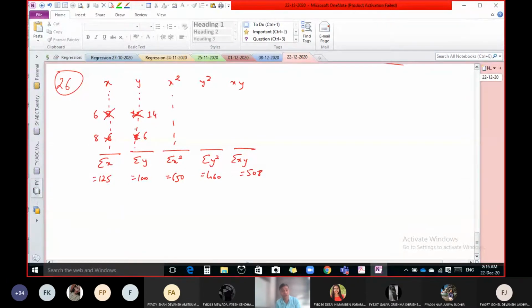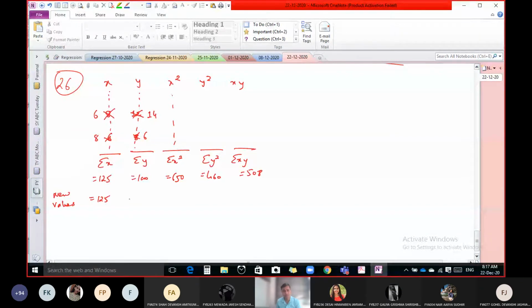So now we want to change all these values, sigma x, sigma y, sigma x square, all this. So now see how to calculate the new values. Obviously the total of all these, to include the actual values 8 and 6, but we took 6 and 8, but the addition of 8 and 6 and 6 and 8 remains the same. That is why the new value of sigma x is 125 only. Is it clear to everybody?